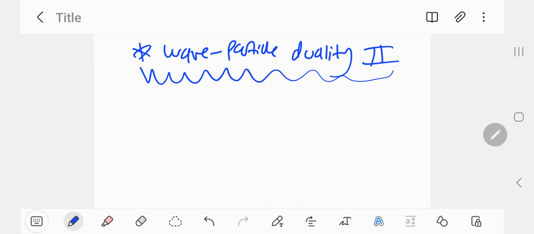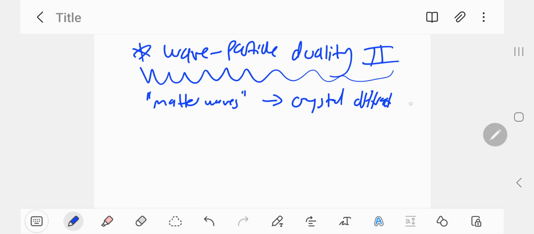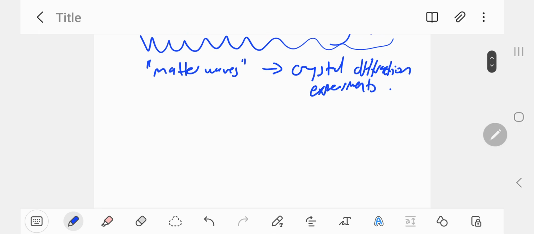Now, just a few years after de Broglie's theory was written down, it was actually confirmed by experiment. For a theory to be valid, it has to be shown true by experiment. Even de Broglie himself suggested that matter waves, as they were called, might be observable in crystal diffraction experiments, like those carried out with X-rays, and I'll explain what these experiments involve.